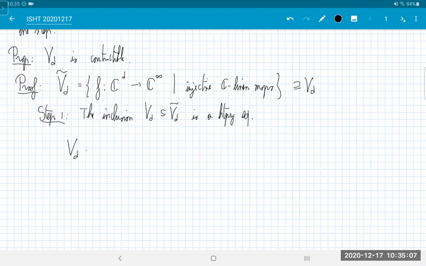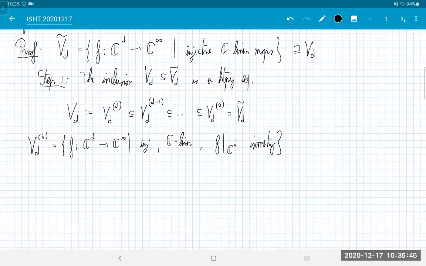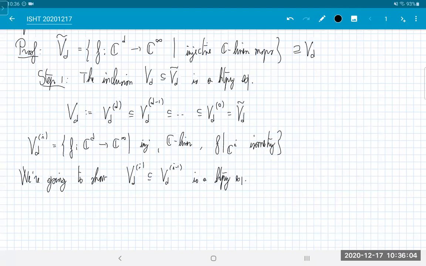So let me define V_d to be V_d^d, leaving inside V_d^{d-1}, etc., until you get V_d^0, which is V_d tilde, where the V_d^i are the maps which are injective, C-linear, and f restricted to C^i is an isometry. So we filter it one basis element at a time. And we're going to show that V_d^i inside V_d^{i-1} is a homotopy equivalence. So we are making the basis an orthonormal basis one step at a time.